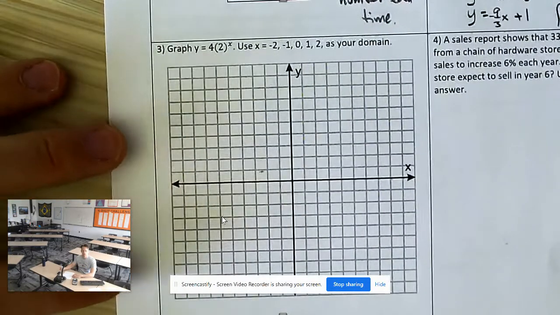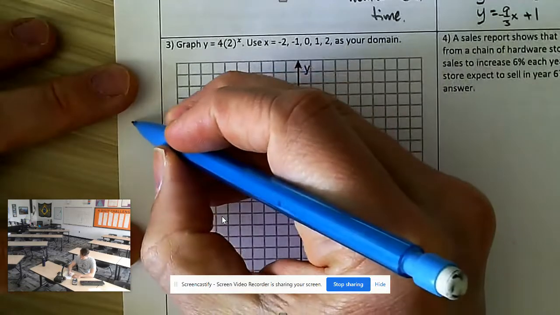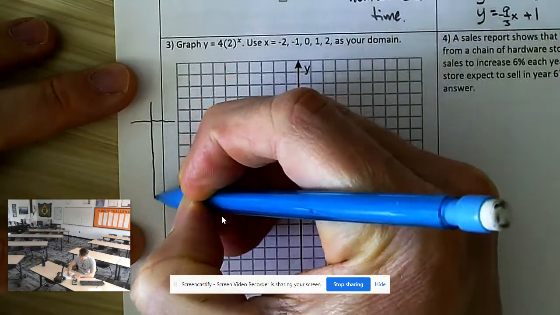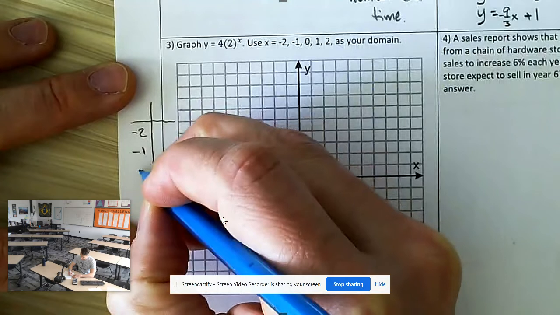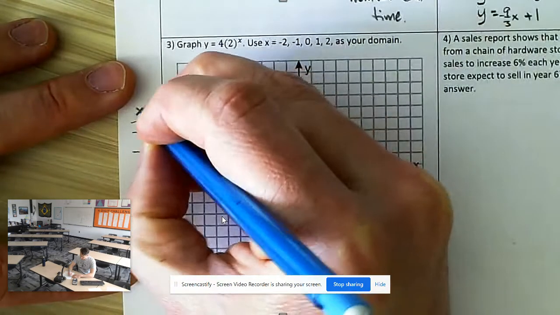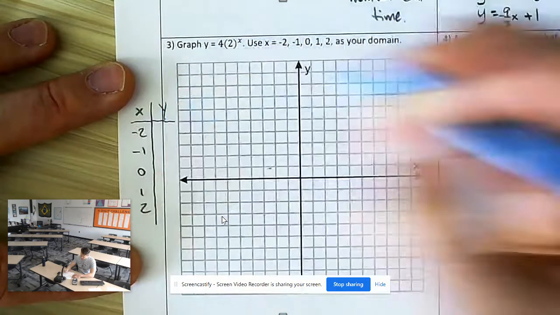All right, let's graph this. So to graph this, we're going to make a table. And I'm going to make it over here in the margin, I guess. So plug in -2, plug in -1, plug in 1, plug in 2. And let's see what we get.